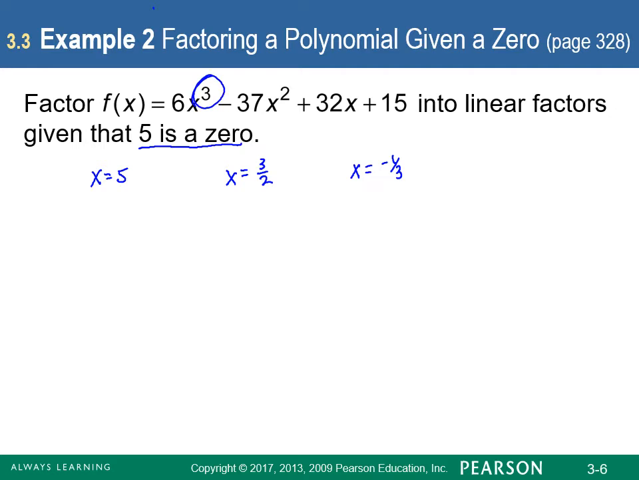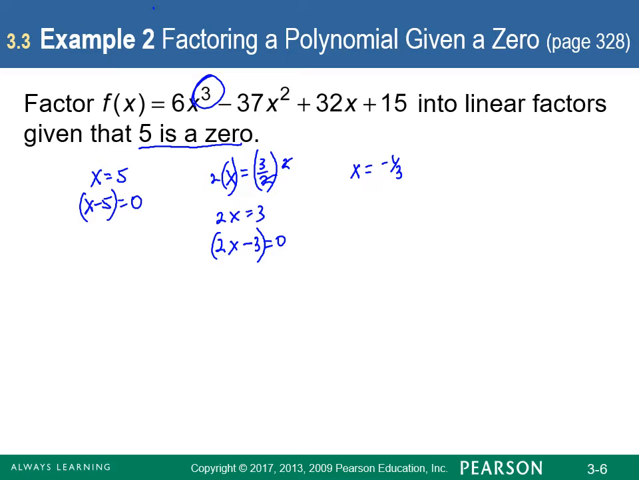The x equals 5, if we subtract 5 from both sides, gives x minus 5 equals 0. So the x minus 5 is one factor. If x equals 3/2 and we multiply both sides by 2, we get 2x equals 3. If we subtract 3 from both sides, we get 2x minus 3 equals 0. So 2x minus 3 is a factor.